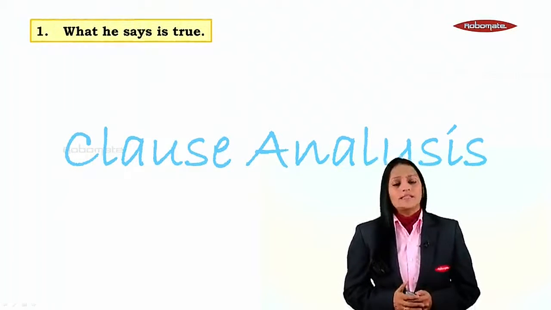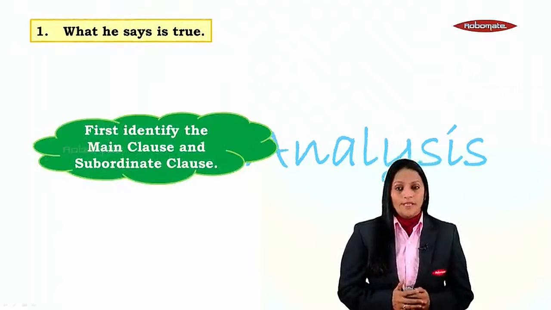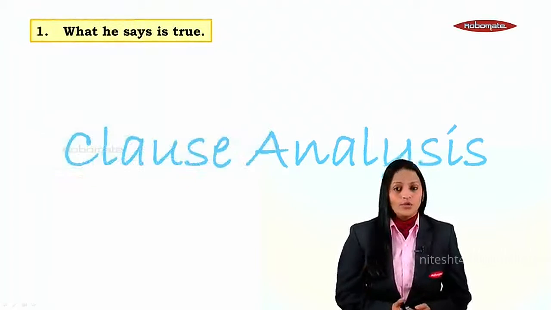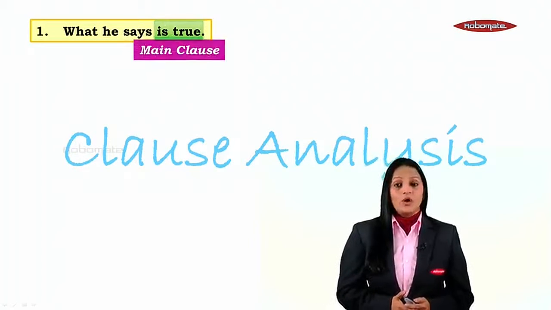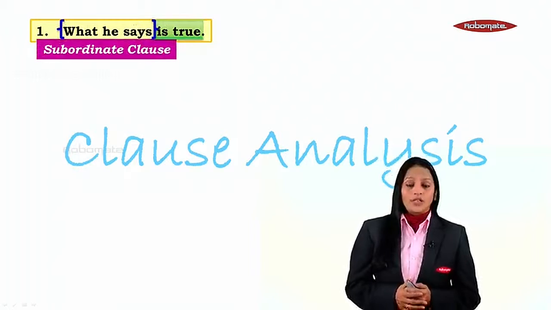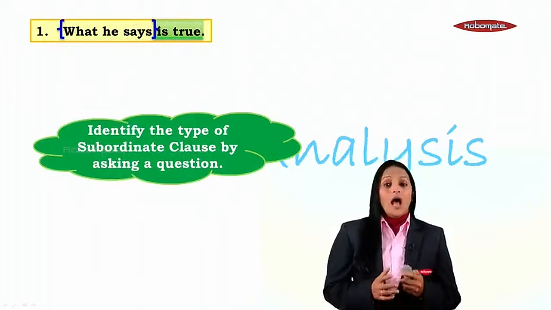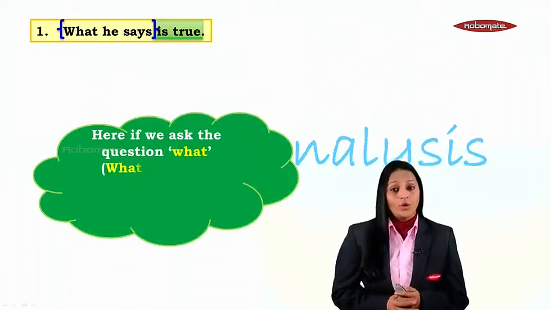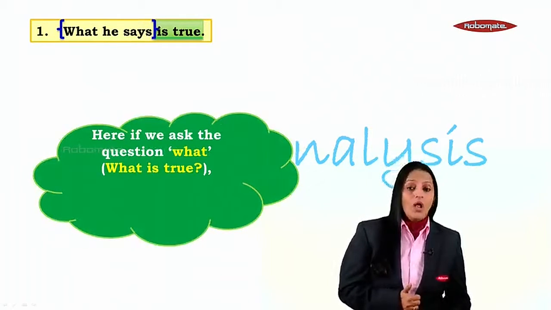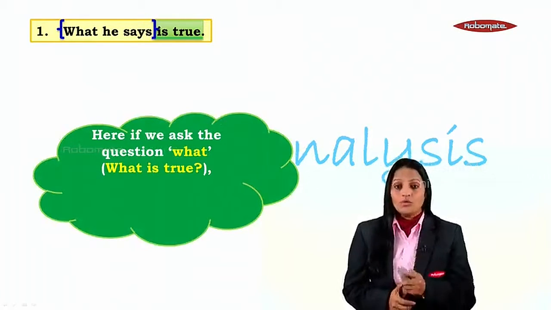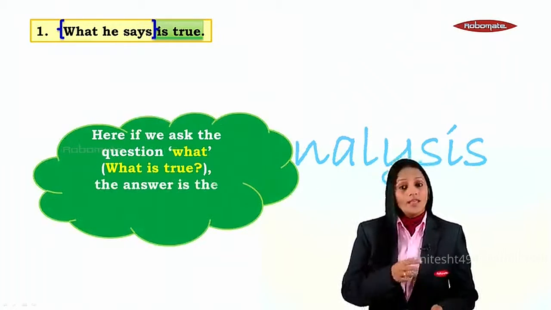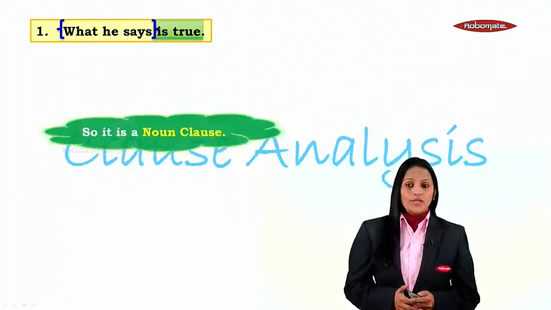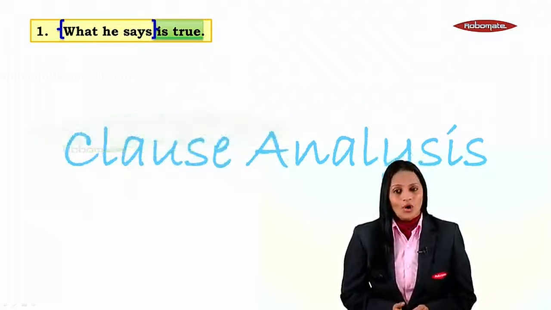Now, what he says is true. So, we take an example here. First, identify the main clause and the subordinate clause. By now, students, I'm sure you know that very easily. Is true is the main clause, and what he says is the subordinate clause. Now, students, identify the type of subordinate clause by asking a question. And we know the questions what, which, when, where, how. But here if you ask the question what to the main clause, what is true, then definitely your answer is the subordinate clause, what he says. So students, this is a noun clause.